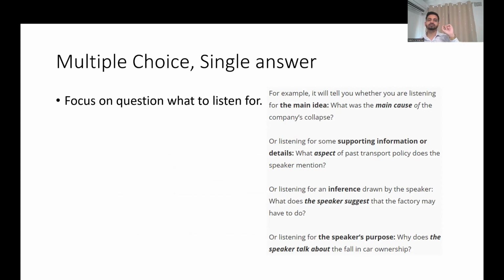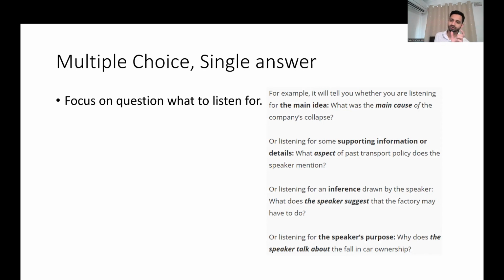Focus on the question, what to listen for. Again, the prompt here is super important. Now let's read out some of the information here. For example, it will tell you whether you are listening for the main idea. So in your prompt, it's going to tell you something like, what was the main cause of the company's collapse? That could be an example of a prompt. That's the main idea you're looking for, right? Or for some supporting information or detail.